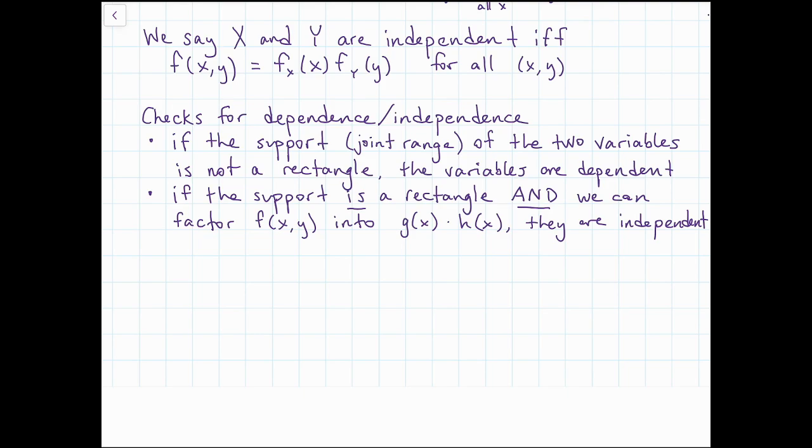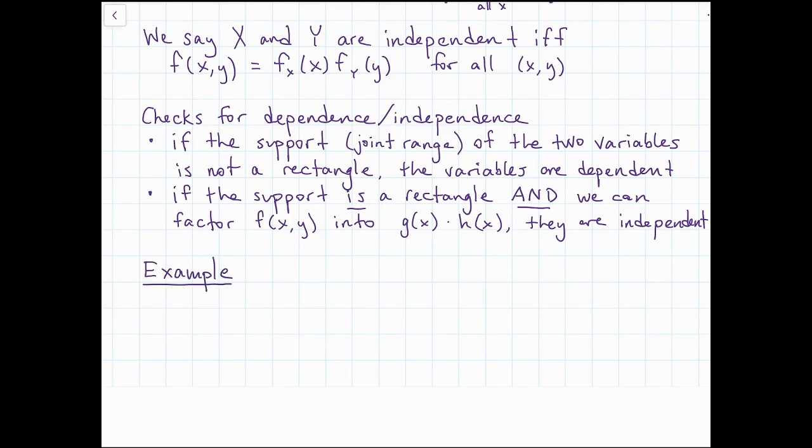That's kind of different from the discrete case. In the discrete case, it's tricky to prove independence. You would have to check every single possible combination of x and y. But in the continuous case, we have a little trick. If we have a rectangular support, so a Cartesian product of sets, and we can factor f of xy into g of x times h of y, then we know that they're independent. But we have to have both of those things. If we only have one of them, that's not enough. We need both of those to prove independence. And that's actually easier to check for in the continuous case.